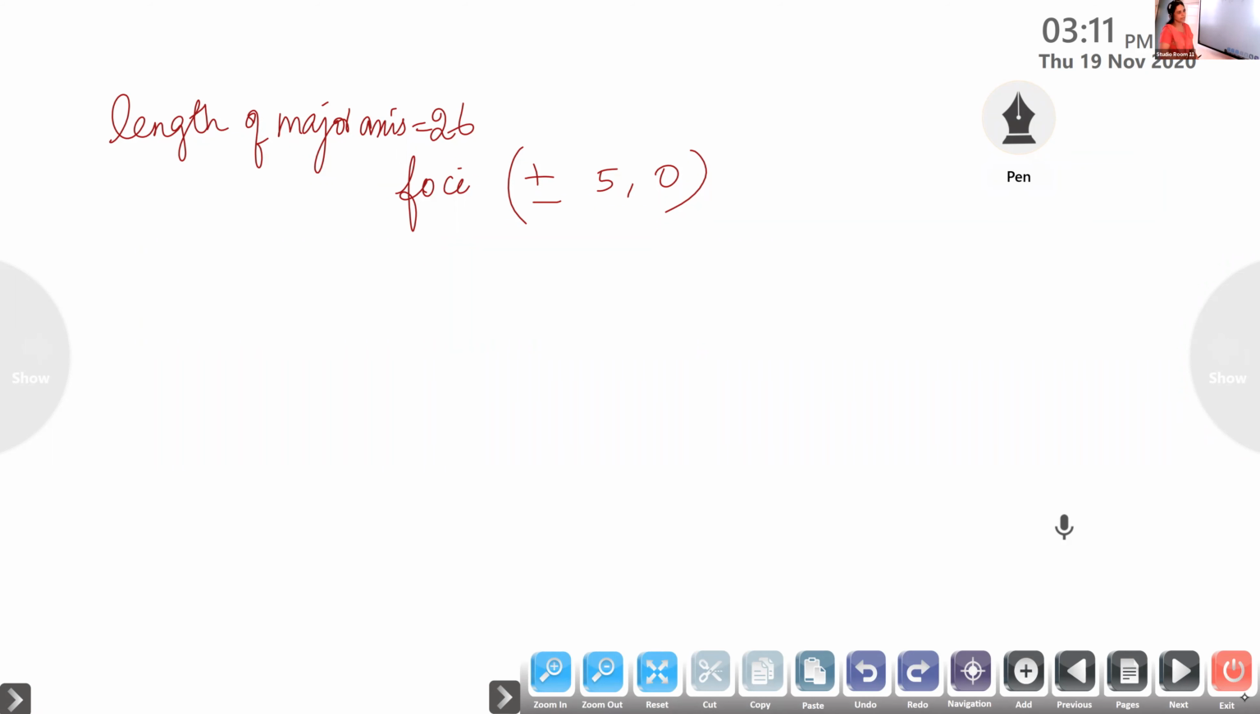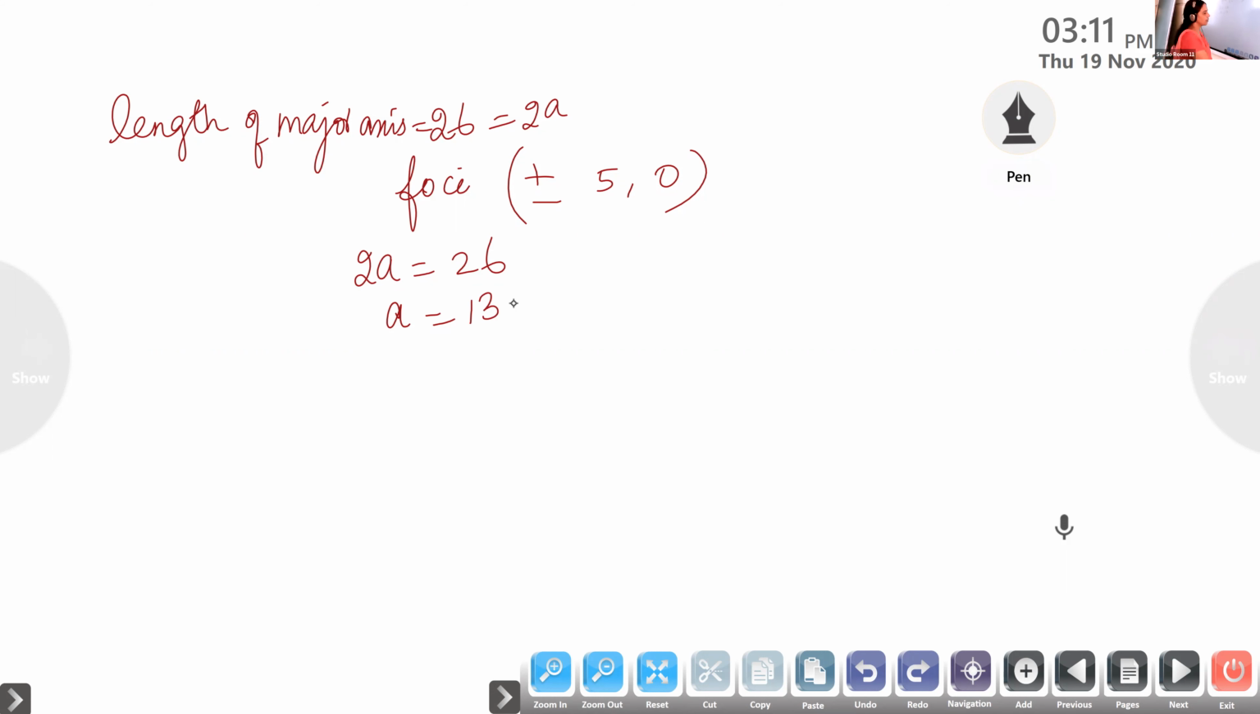What is the length of the major axis? Yes, Punya, the length of the major axis is 2a. So 2a is 26. So what is a? a is 13. Now here the foci are given. Look at the foci: plus or minus 5, 0. So can you tell the standard equation here?